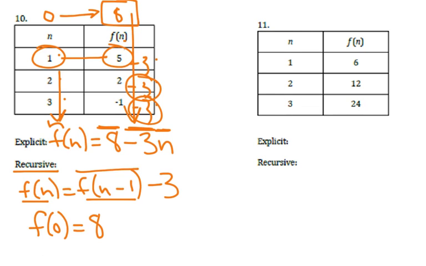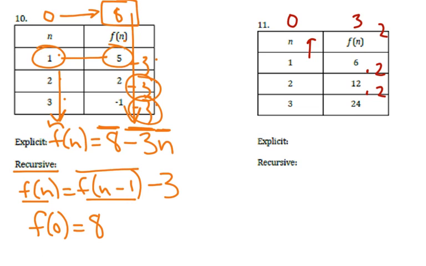Okay, let's take a look at number 11. Now we're going from 6 to 12 and 12 to 24. So we can't just add a number to get this to work because we'd be adding by a different number. However, we can think about multiplication. 6 times 2 would give us 12. 12 times 2 would give us 24. And we probably want to work backwards to get when our n is 0. So we'd go backward and say it's 3 because 3 times 2 equals 6.